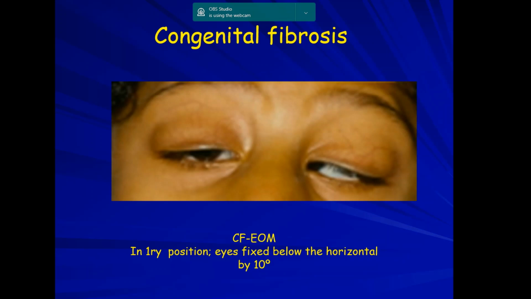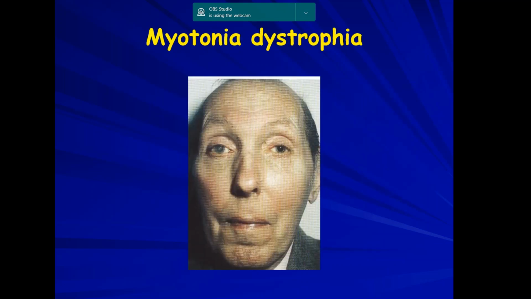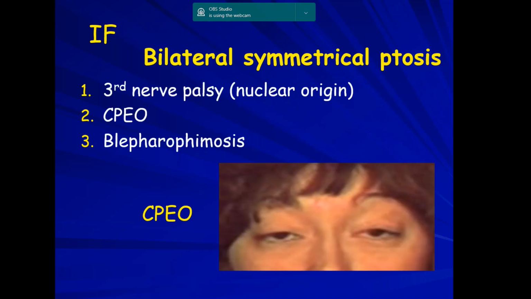Also exclude secondary ptosis to congenital fibrosis and secondary ptosis to myotonic dystrophy, which you can recognize by knowing that the patient will be in his third decade, and also by shaking hands.